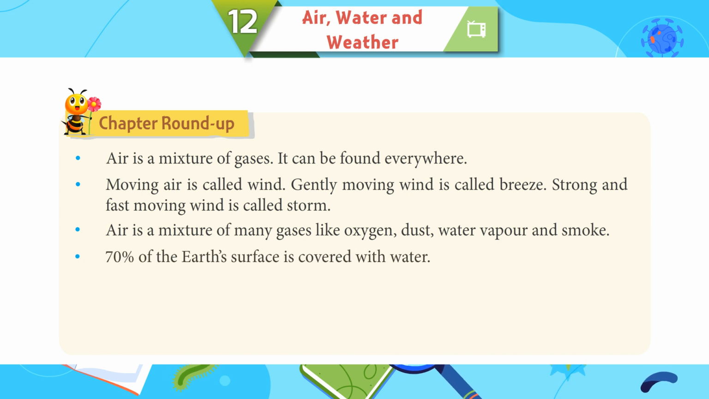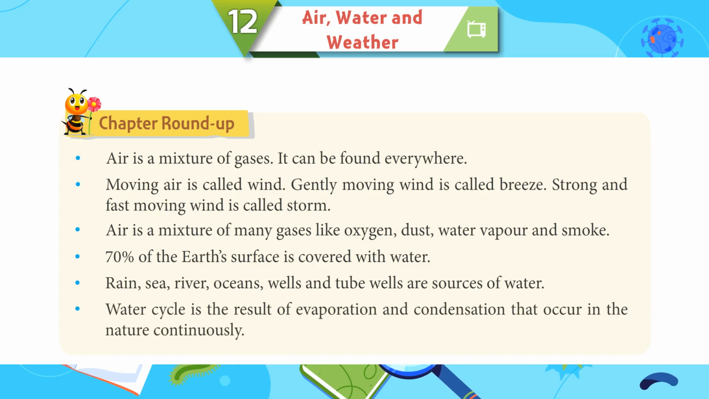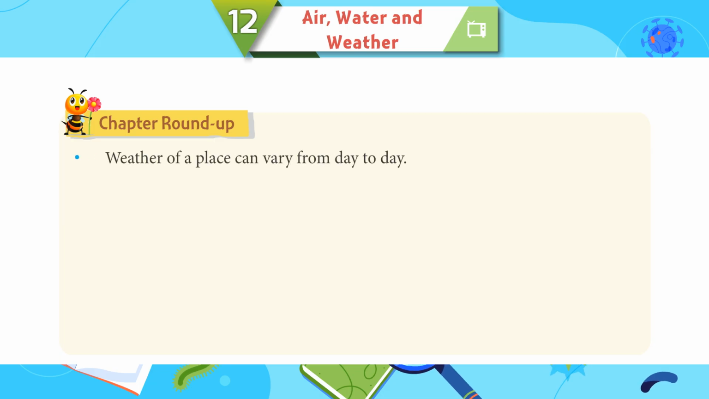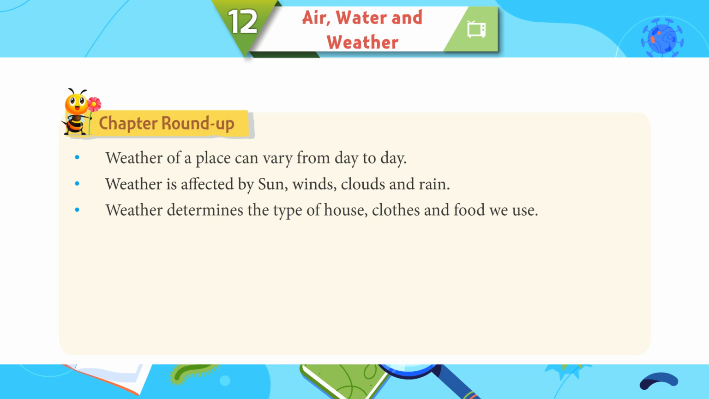70% of the Earth's surface is covered with water. Rain, sea, river, oceans, wells, and tube wells are source of water. Water cycle is the result of evaporation and condensation that occur in the nature continuously. Weather of a place can vary from day to day. Weather is affected by sun, winds, clouds, and rain. Weather determines the type of house, clothes, and food we use.